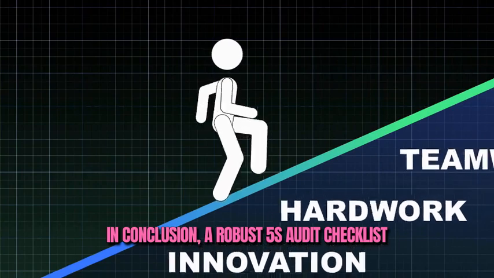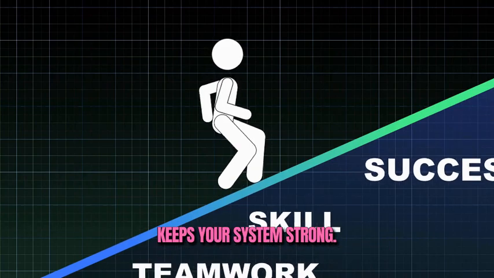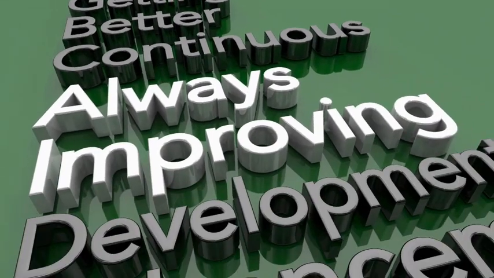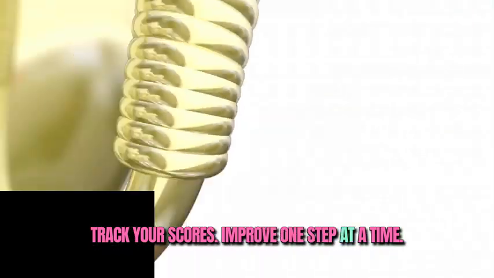In conclusion, a robust 5S audit checklist keeps your system strong. Use it to uncover gaps and drive change. Start auditing today, track your scores, improve one step at a time.